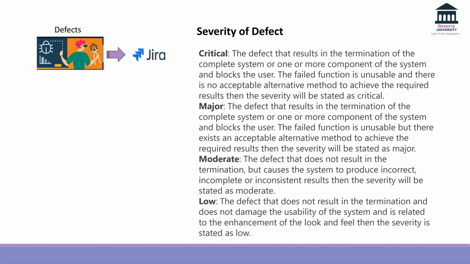Let's take the same example where your application has three types of user accounts, and you are able to log in with one of them, but the other types are not functioning. Here, at least the termination of flow is happening with some alternatives. So you can call it a major defect, which is blocking some of the account types from logging in.